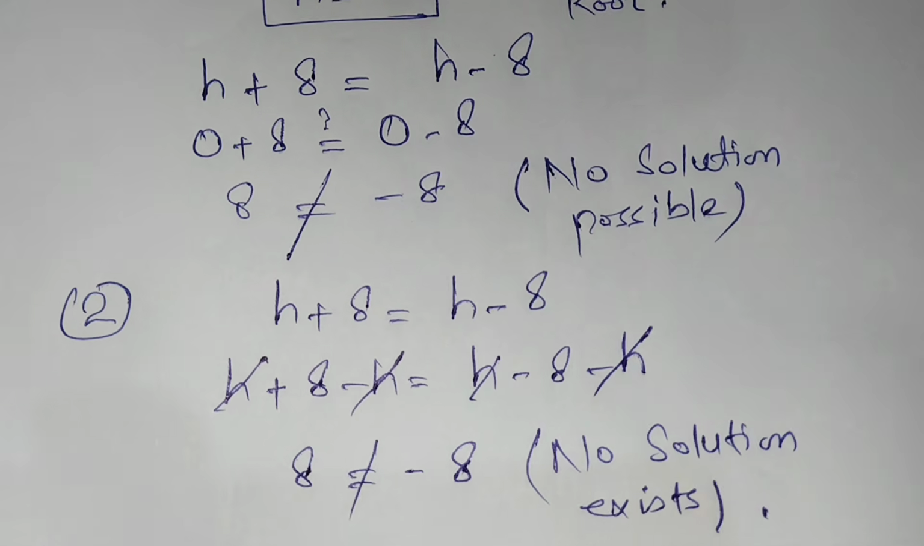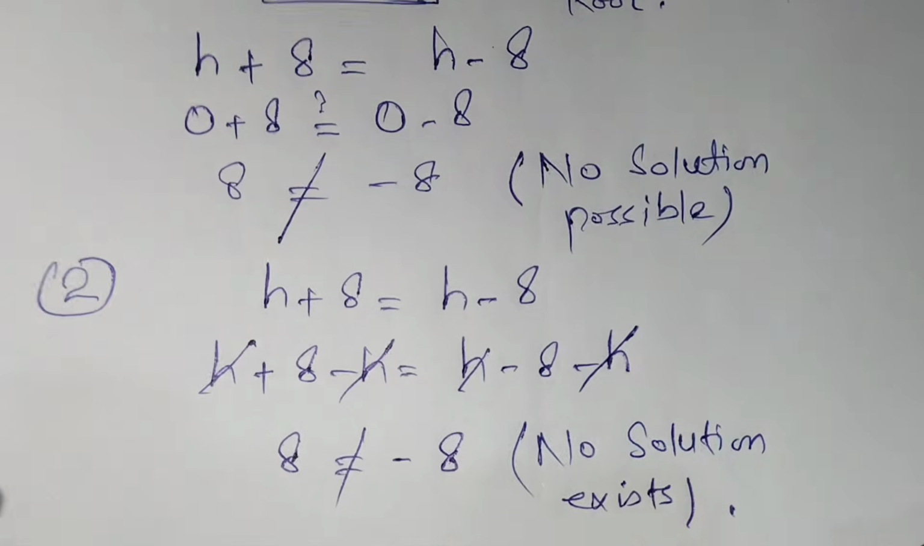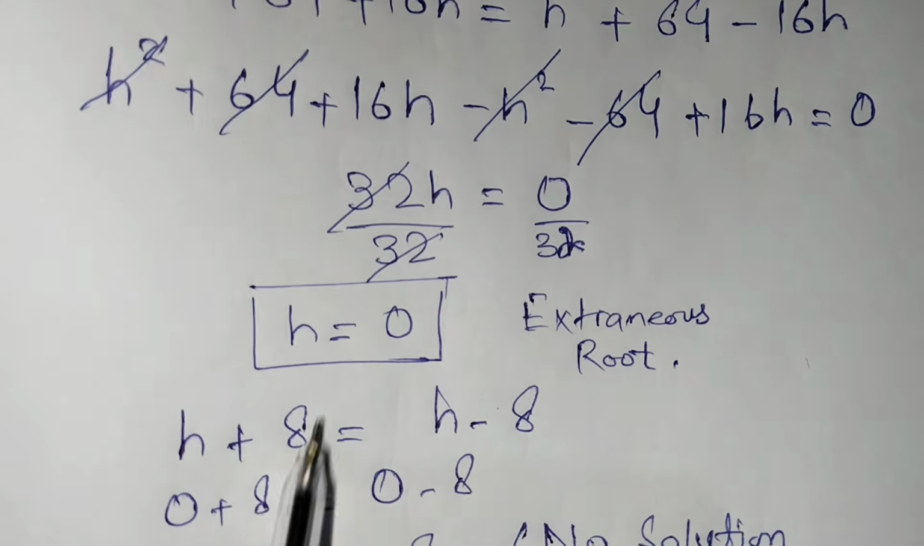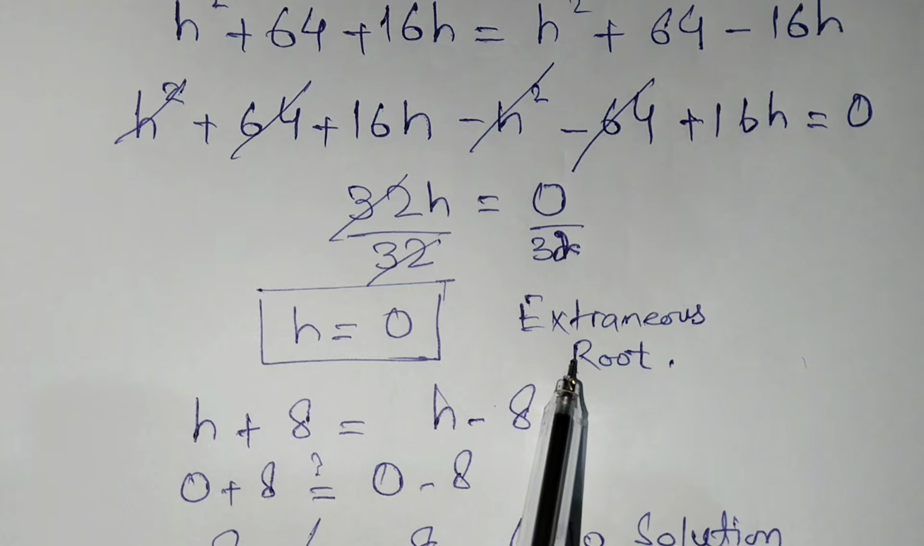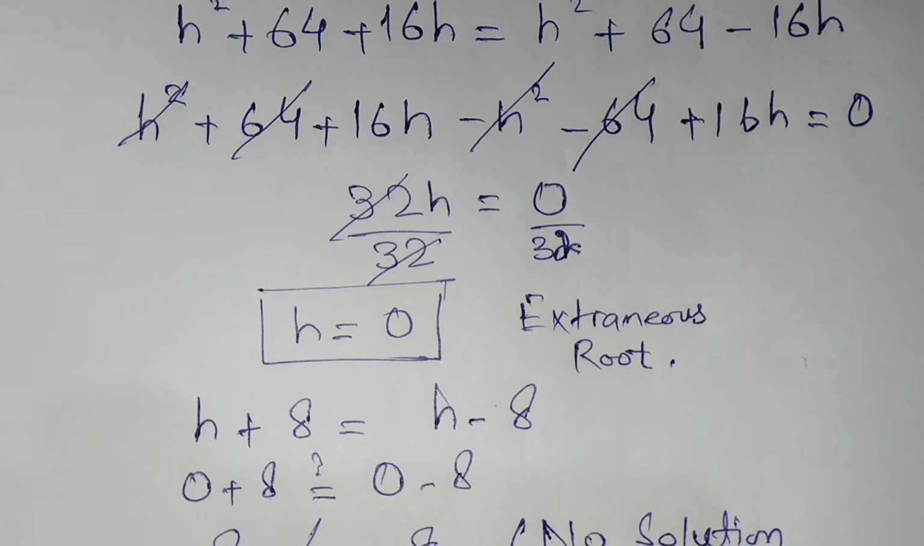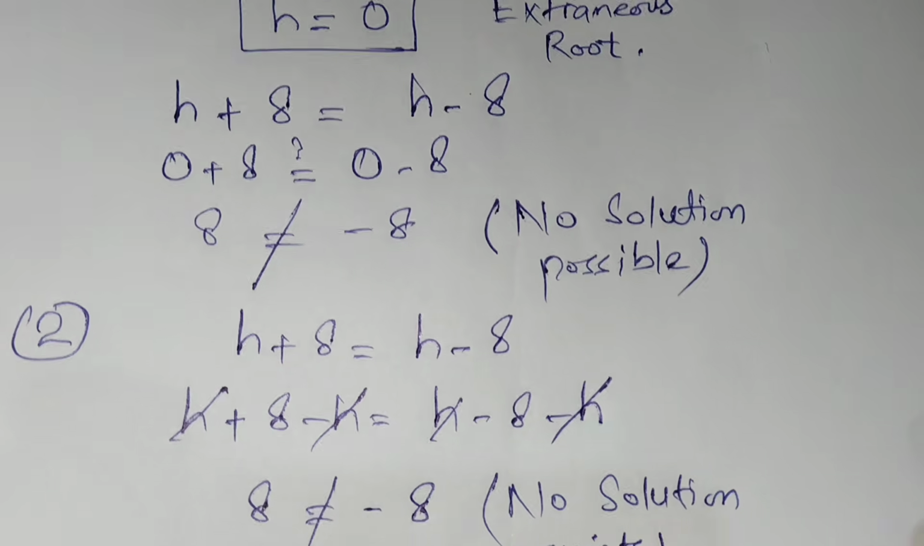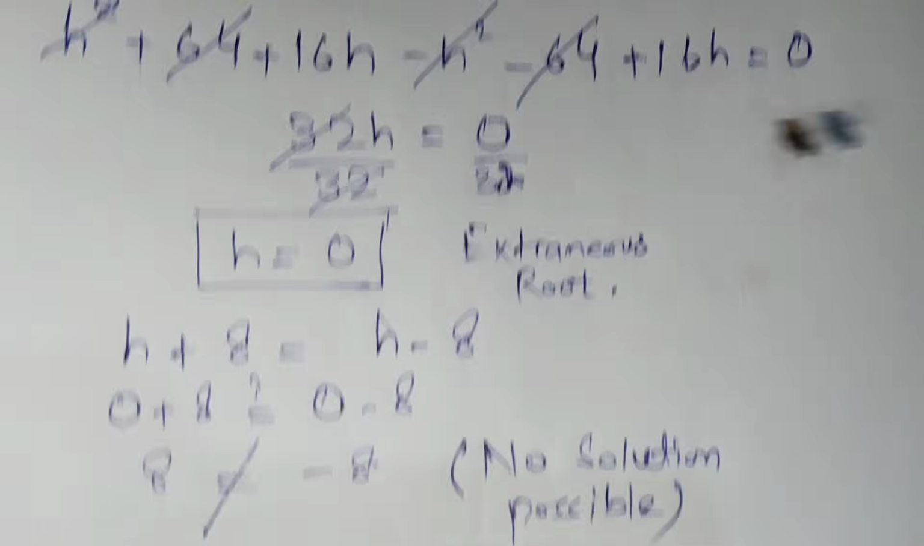So in this video we have done two methods to solve the given equation. In the first method we get h equal to 0, but this is an extraneous root, it did not satisfy left hand side equal to right hand side. So in the second method no solution exists.